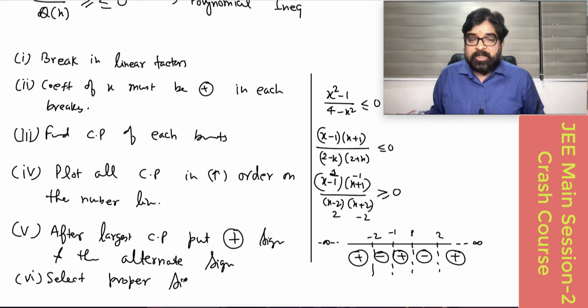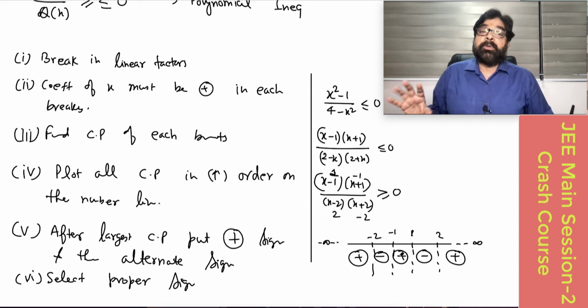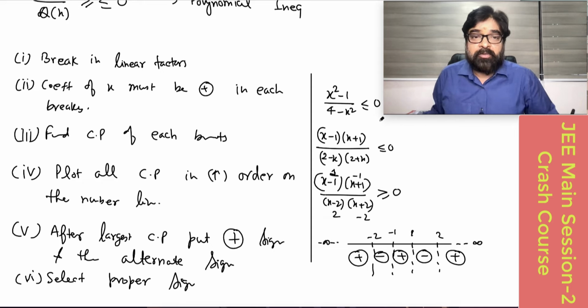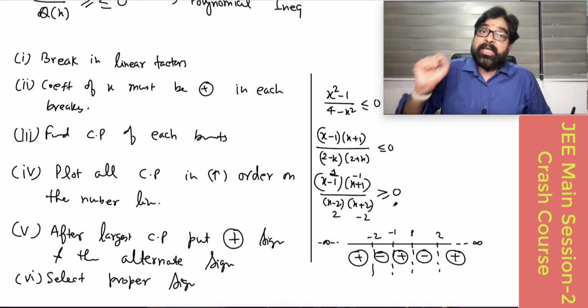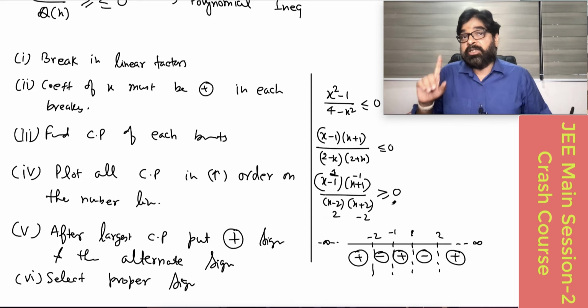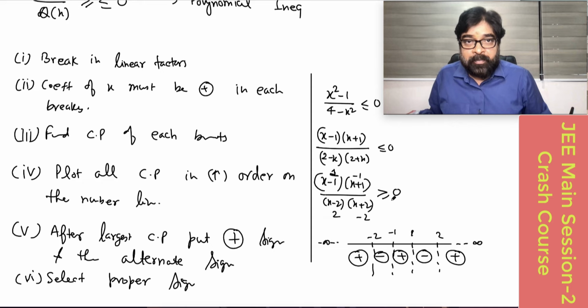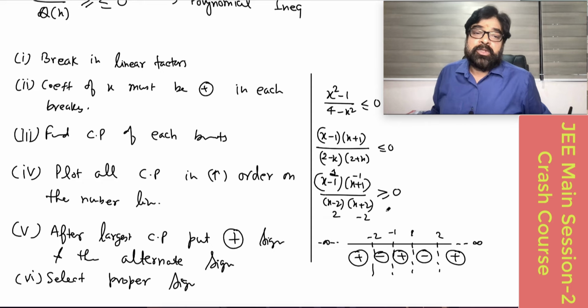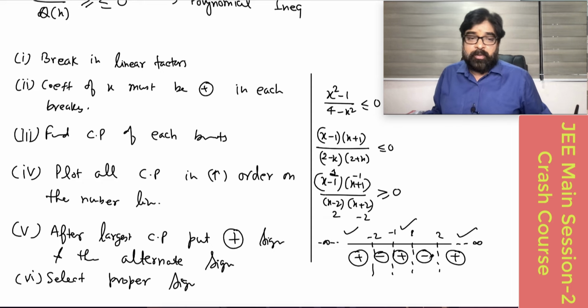Final: select the proper sign. What does proper sign mean? The proper sign is always decided by this step, not by the original question. Here it says greater than equal to 0, which means positive. So where is it positive? Here is positive, here is positive, here is positive. Suppose this were less than 0, you would select negative.